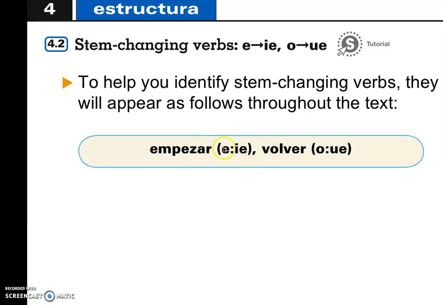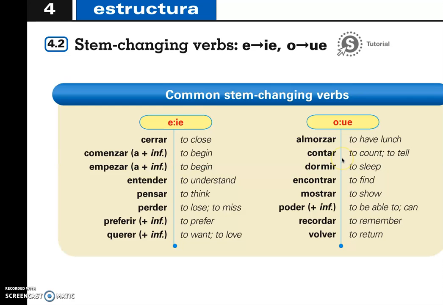So you'll see these little parentheses next to the verb, which will tell you what type of stem change it is. All right, so here are some common stem changing ones. So E to IE, we have cerrar, comenzar a, empezar a. They both mean to begin, synonyms. Entender, pensar, perder, preferir, and querer, right? And then some common O to UE: almorzar, contar, dormir, encontrar, mostrar, poder, to be able to, recordar, to remember, and volver, which we already saw.